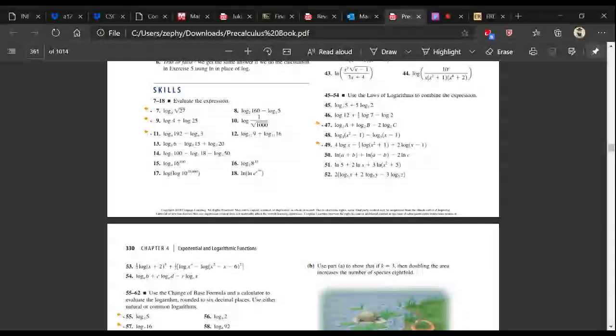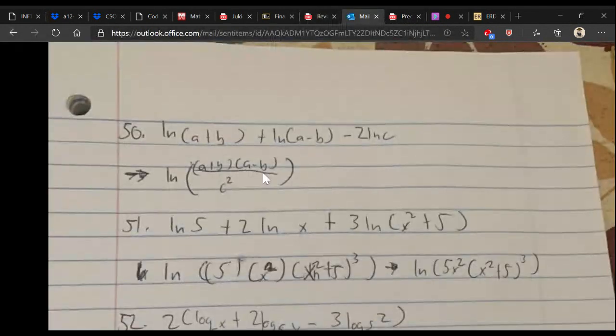I'll be doing homework 11, the laws of logarithm, number 50. Is that good, Professor? That's very good. Number 50 says ln a plus b plus ln a minus b minus 2 ln c. This is a c, by the way.